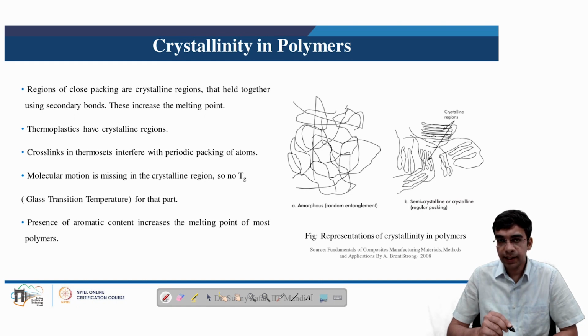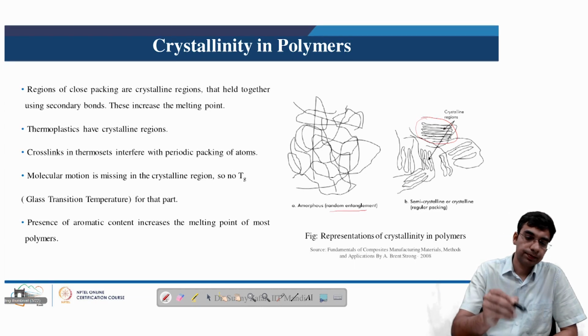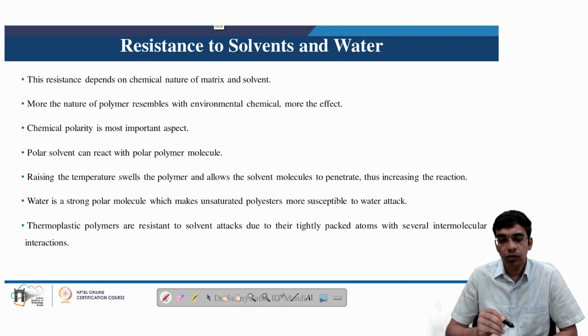So we can see on the right hand side, the general arrangement of polymers is known to be amorphous, where we have this random entanglement of the long polymer chains, and in the semi-crystalline polymer there may be localized regions of regular atomic arrangement. So because of this localized presence of the crystalline regions, the melting point, etc., mechanical properties of the matrix may increase.